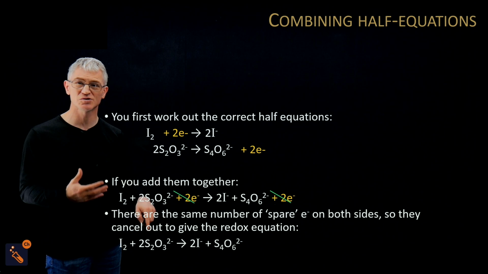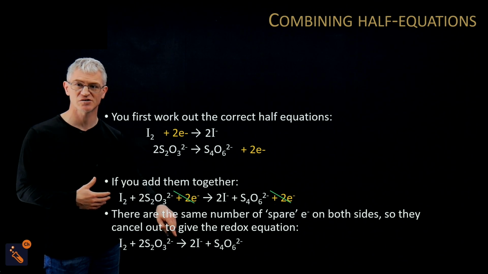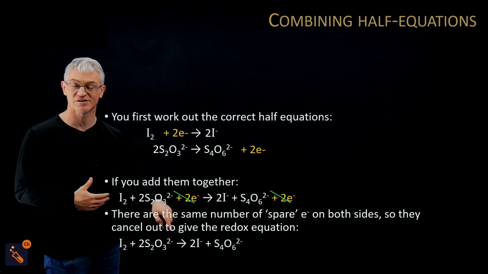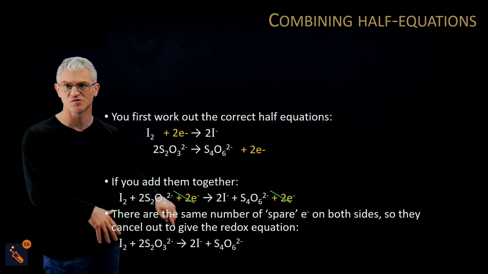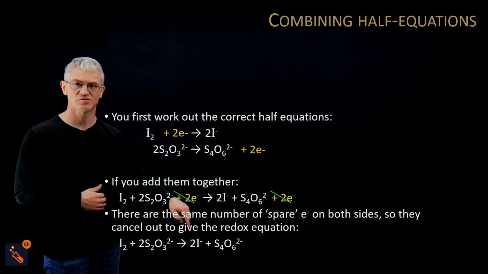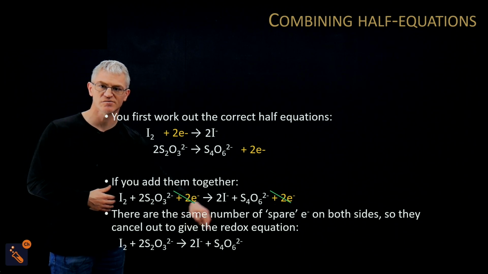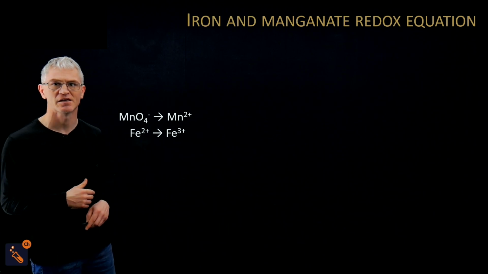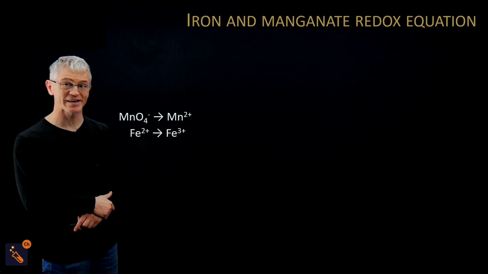Okay, and you can check always with these whether they work or not, because the charges should balance. It's a quick and easy way of seeing whether it balances properly. You can obviously do the normal way of balancing, but the charge one tends to be good. So 2 times 2 minus is 4 minus, 1, 2, 3, 4 minus. Okay, so it balances. So if we look at the next one, iron and manganate reacting.